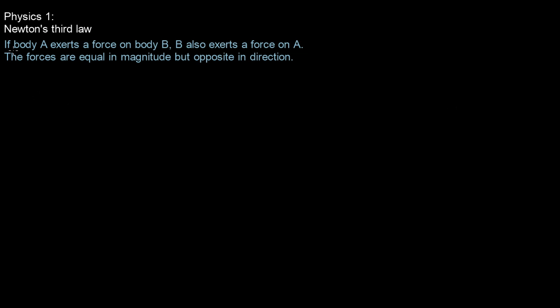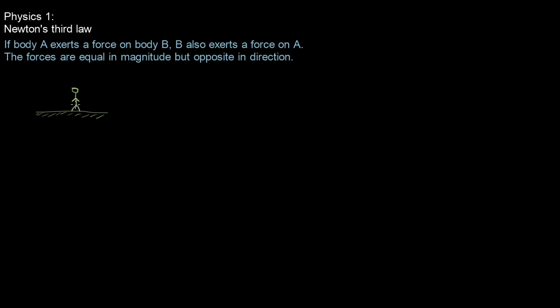The law states that if body A exerts a force on body B, then B also exerts a force on A. The two forces are equal in magnitude but opposite in direction. In order to see what this exactly means, I'm going to solve a couple of examples.